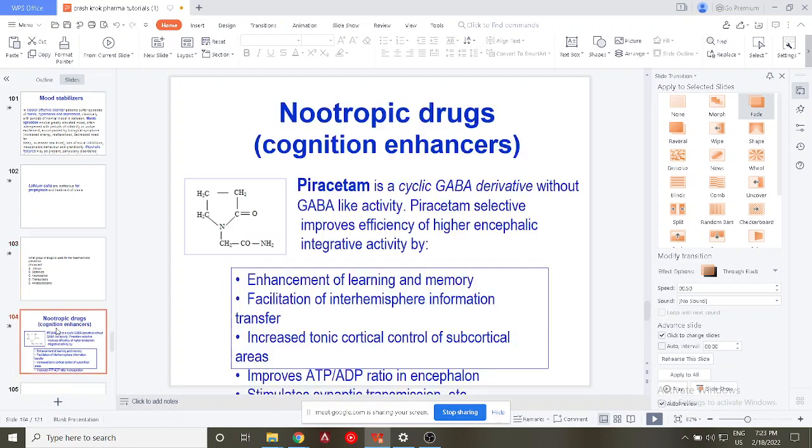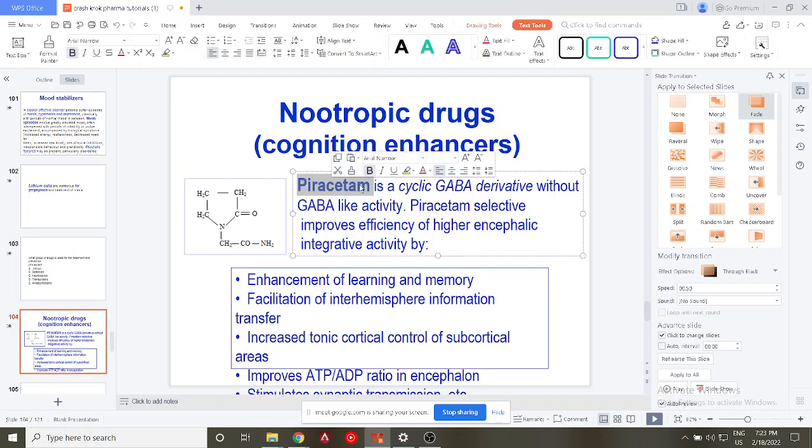It's very simple. Okay, now we're going to talk about the nootropic drugs. So these are cognition enhancers. So the main drug here is piracetam. So remember this. It's very important for your croc. So piracetam basically enhances learning and memory.